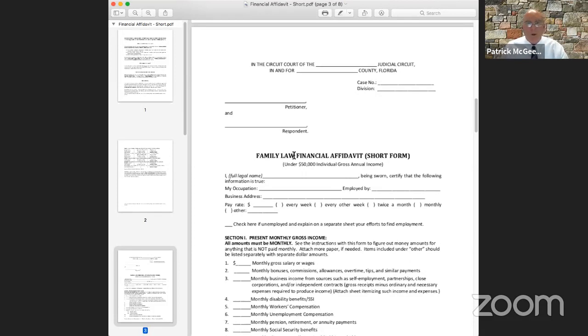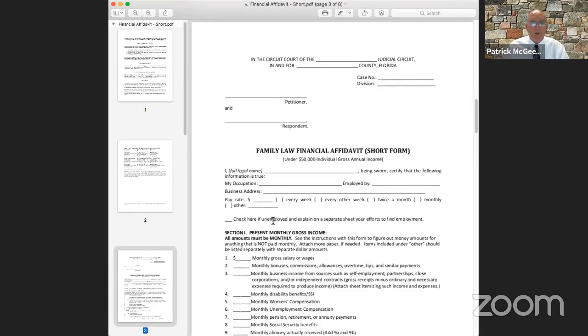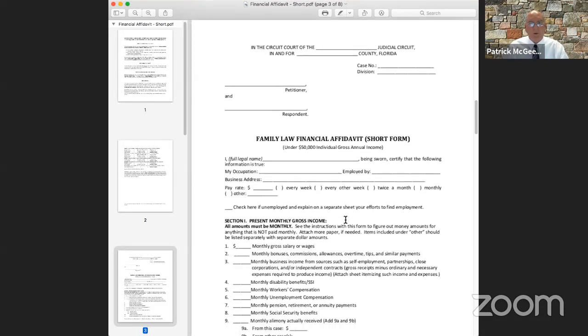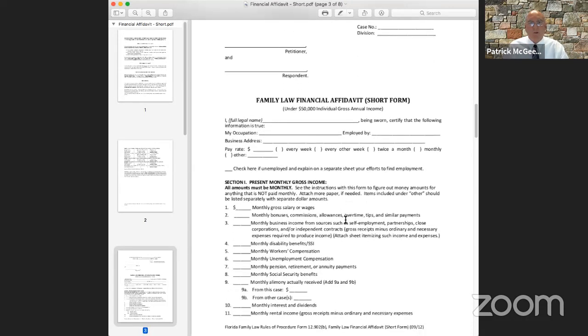Florida Family Law Financial Affidavit short form. The short form is for individual gross income, not net income, but gross income of less than $50,000. If it's more than $50,000 per year, you'll do the long form. So you fill out your name, your occupation, your employer, your address, and your pay rate, whether it's hourly or weekly or whatever, weekly, every other week, twice a month, monthly, or other. And if you're unemployed, check here and see what it says. Explain on a separate sheet of paper your efforts to find employment.